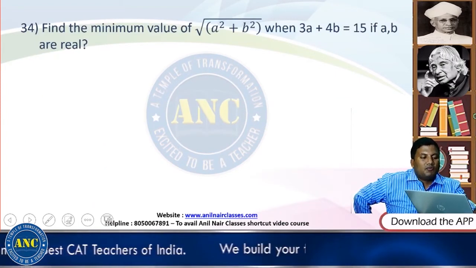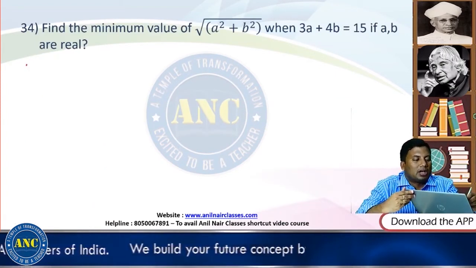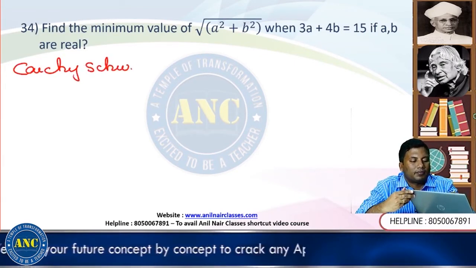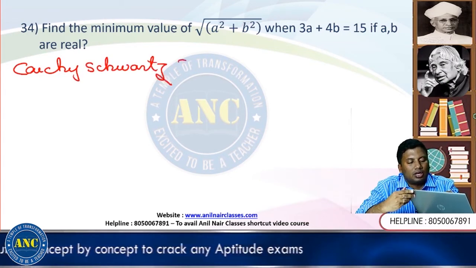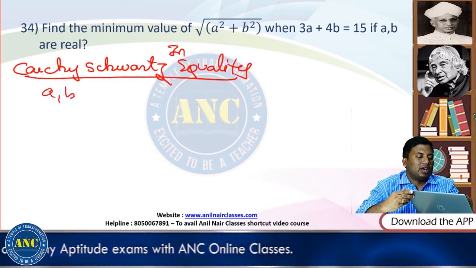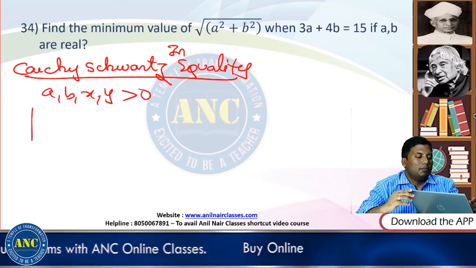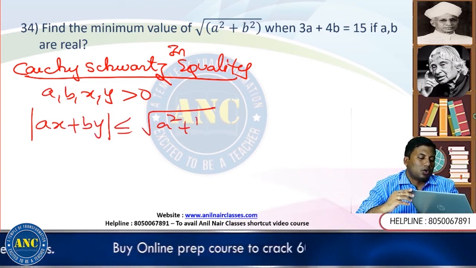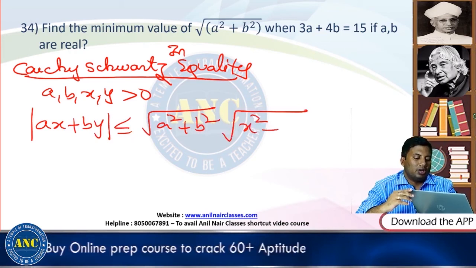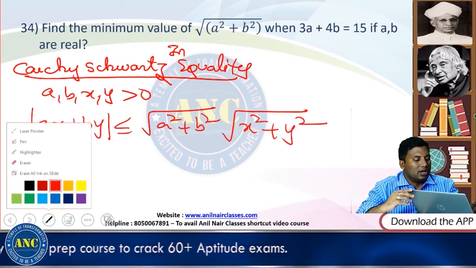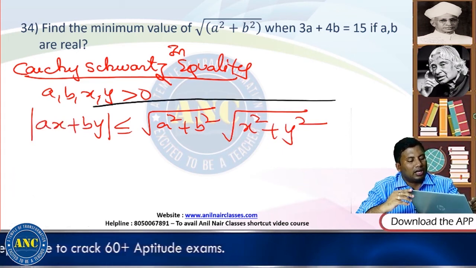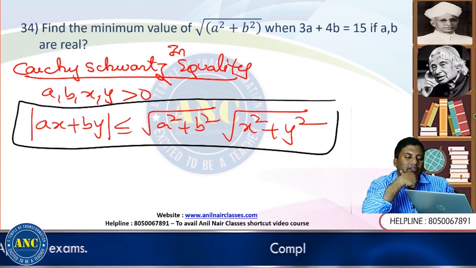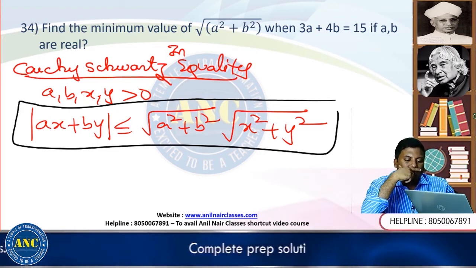Idea clear? Another very important concept, Cauchy-Schwarz inequality. Cauchy-Schwarz inequality: a, b, x, y are greater than 0. Mod of ax plus by is always less than or equivalent to root of a square plus b square into root of x square plus y square. Please write this Cauchy-Schwarz inequality. Mod of ax plus by is always less than or equivalent to root of a square plus b square into root of x square plus y square.